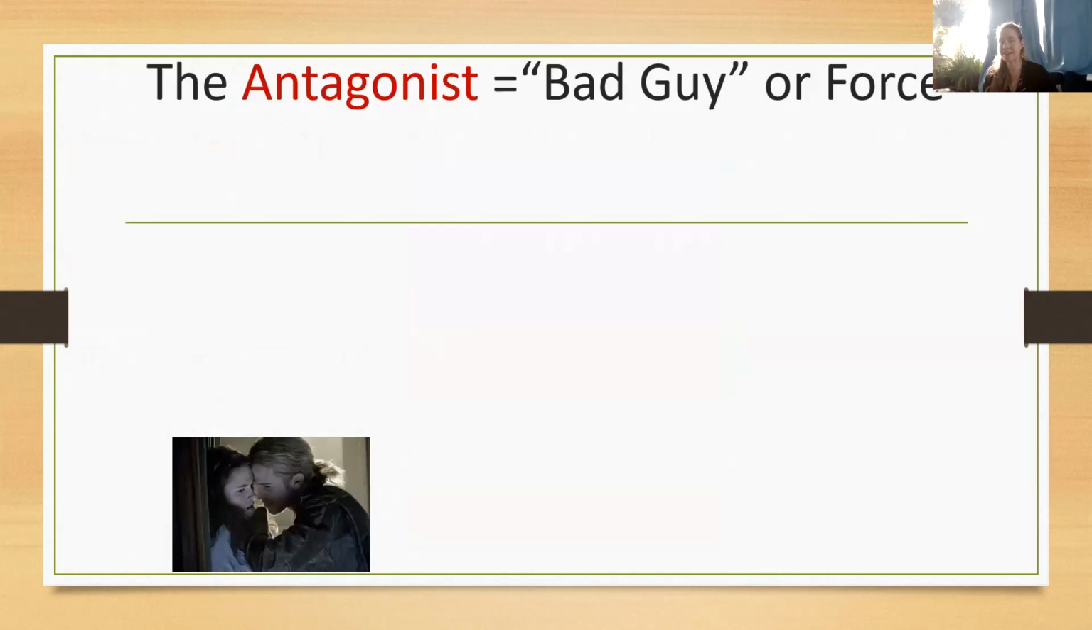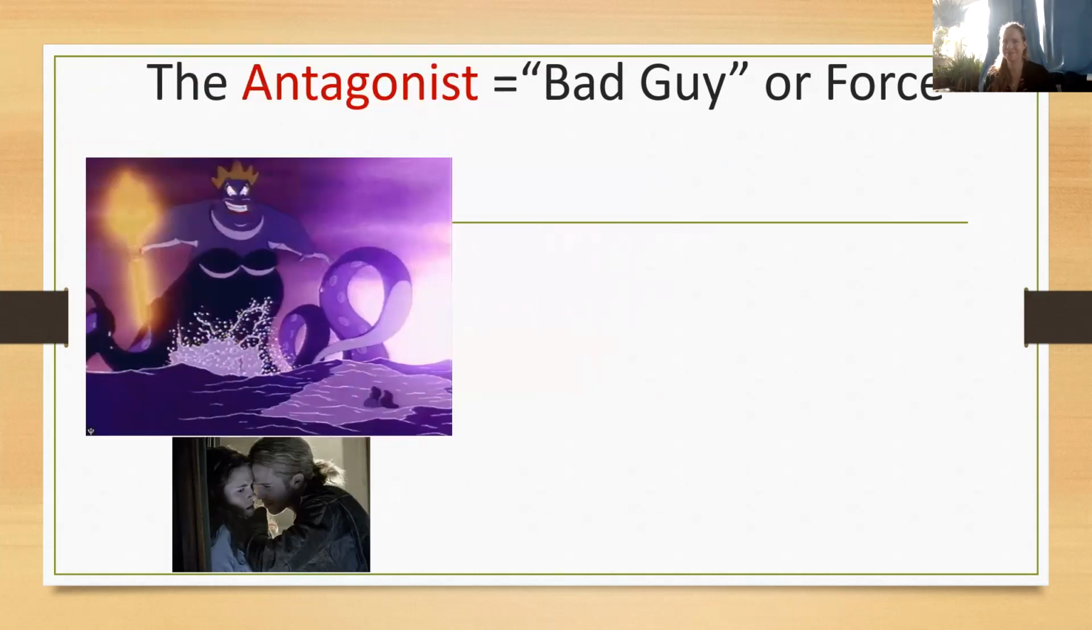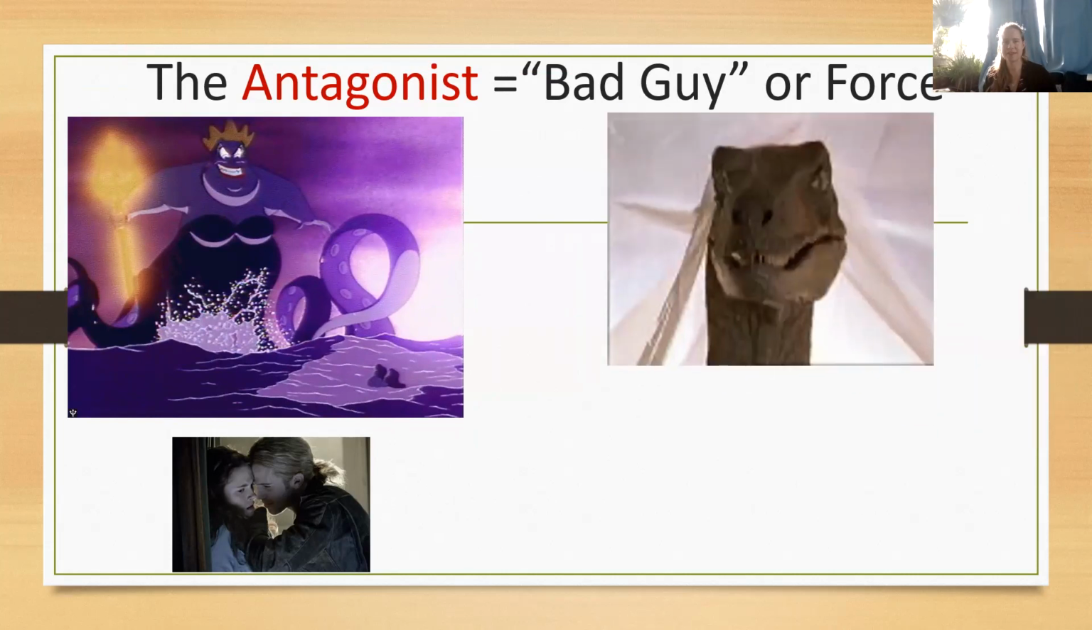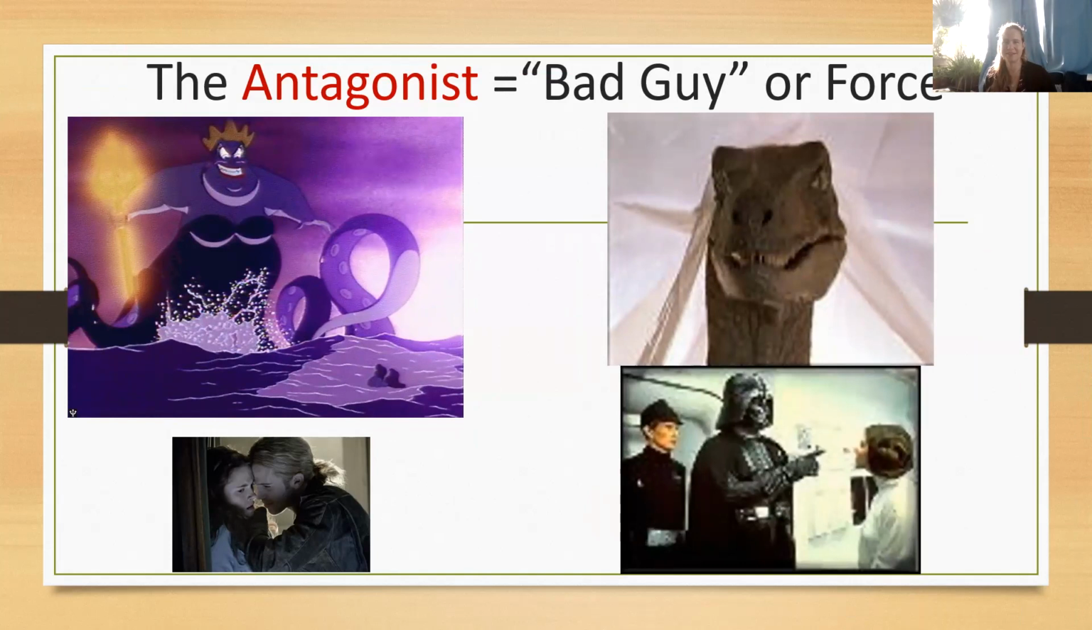Your antagonist would be the bad guy or force. And yeah, we got a few of those flipping through. You knew the power of the dark side. So another important character, and you'll notice that one of these isn't even an actual talking person. It's a dinosaur. That's still an antagonist. It's still a character.